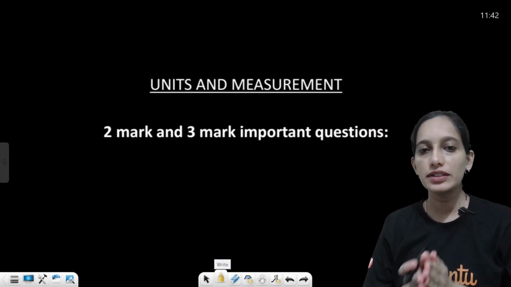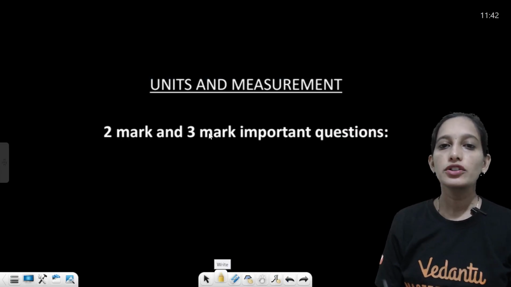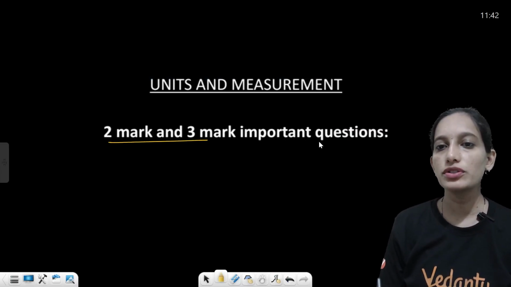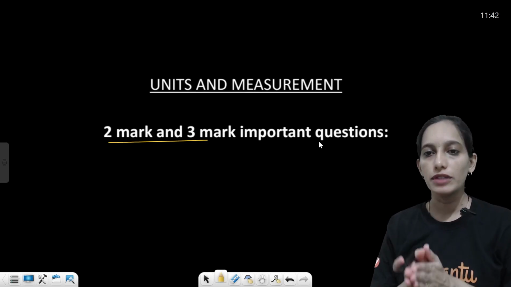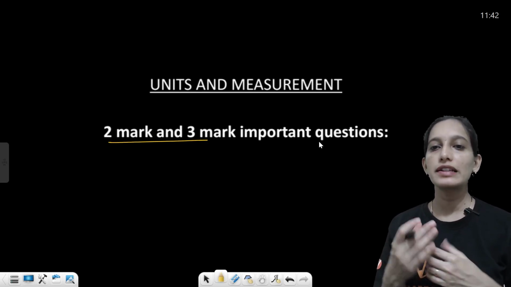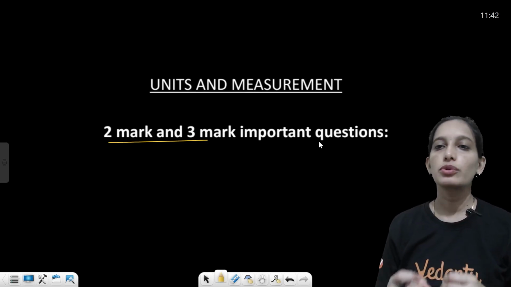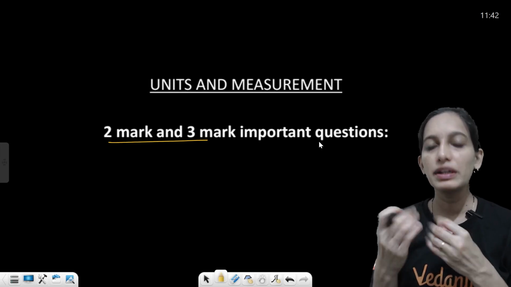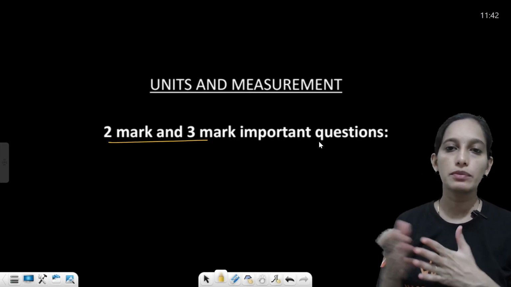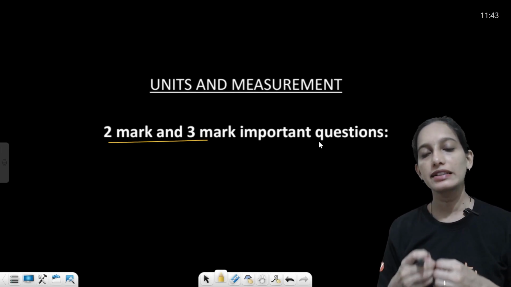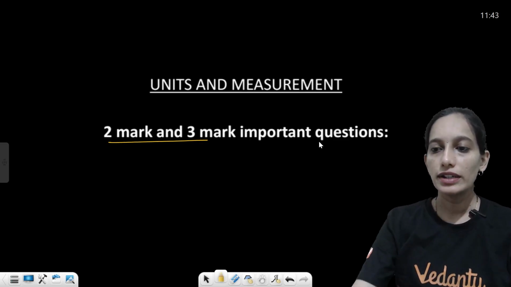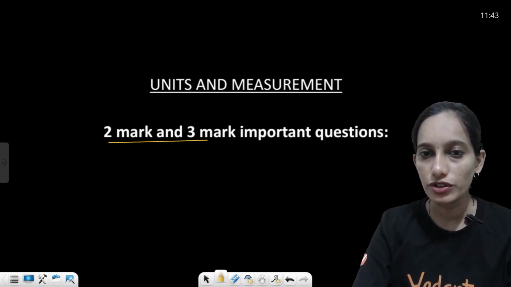In today's session, we will be discussing 2 mark and 3 mark questions from the chapter Units and Measurement. This session is mainly focused on practice questions. We'll be taking certain PYQs, or some questions from the question bank, and we'll be discussing them in detail. Let us begin with the 2 mark questions first.